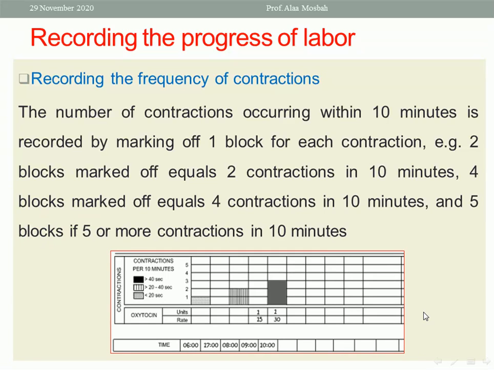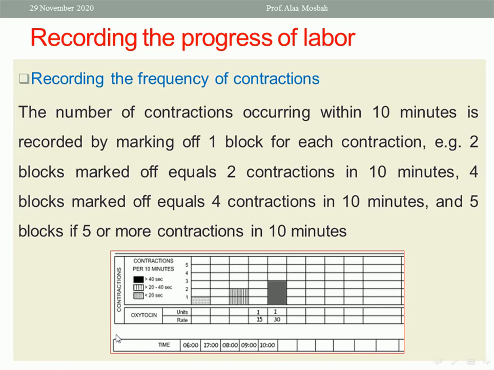Okay, what about the frequency of the uterine contraction? For the frequency of the uterine contraction, the efficient one should be 3 contractions per 10 minutes. So you will mark it in this square. This is the area for the number of contractions per 10 minutes: 1 or 2 or 3 or 4. Here is 1, here is 2, here is 3. And the duration of the contraction, is it up to 20 seconds, or from 20 to 40 seconds, or from 40 to 60 seconds or more?